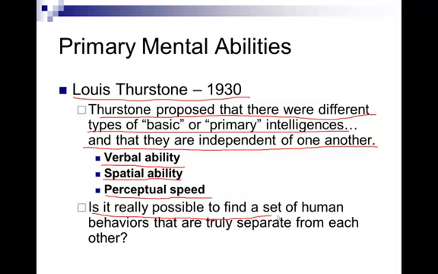Is it really possible to find a set of human behaviors that are truly separate from each other? That's the real question and criticism that a lot of brain and learning researchers have with Thurstone. It's not like we're three separate pieces that are separate from each other. Most researchers think that there's a degree of overlap between these three, that you can't really separate them out, as Thurstone tried to do.